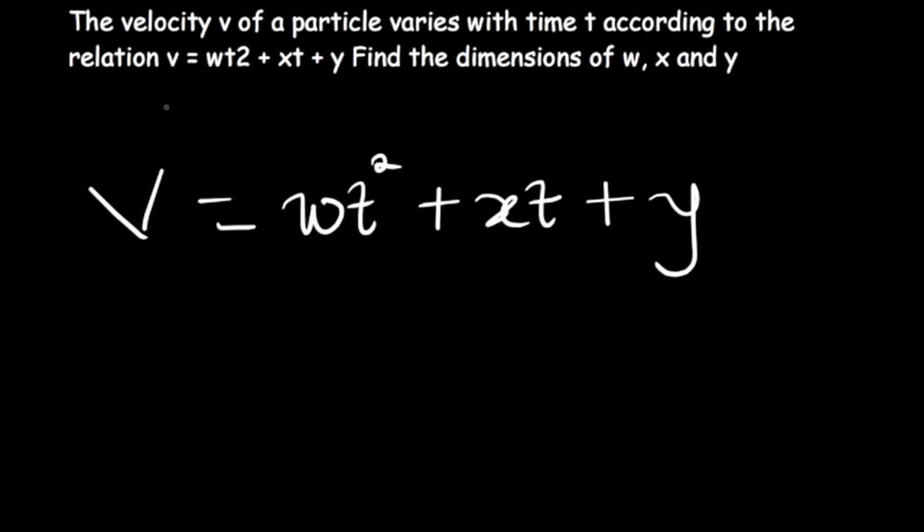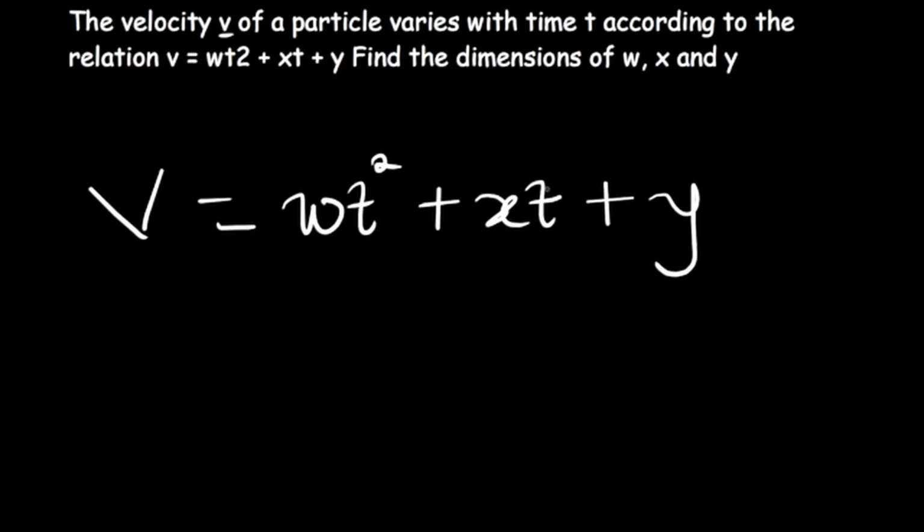In today's interesting class, I'm going to walk you through a question on the principle of homogeneity. The question looks very difficult to most people, but trust me, it's something that we can always solve. The question reads: the velocity v of a particle varies with time according to the relation v = wt² + xt + y.